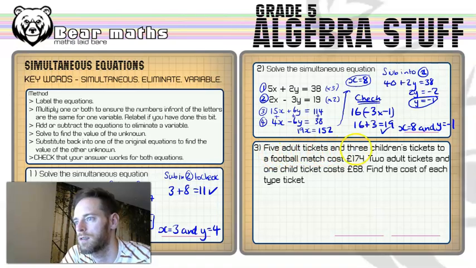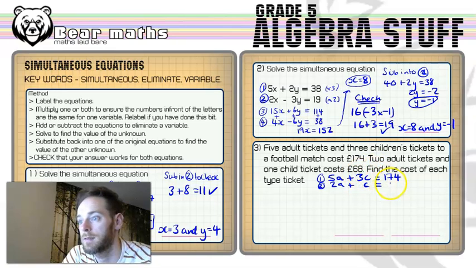If we've got 5 adult tickets and 3 children's tickets to a football match, it costs £174. 2 adult tickets and 1 child ticket costs £68. Find the cost of each type of ticket. So let's set them up as equation 1 and equation 2. Done it a bit small, but 5 adult tickets: I'm going to put 5a plus 3c is equal to 174, and then I've got 2a plus 1c equals 68.